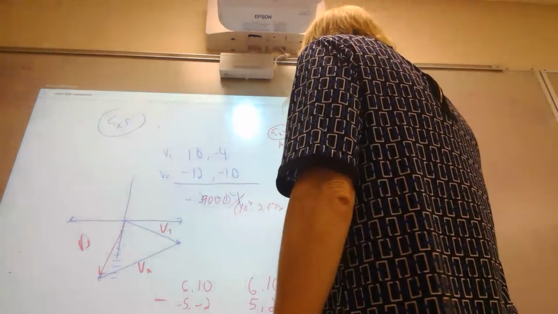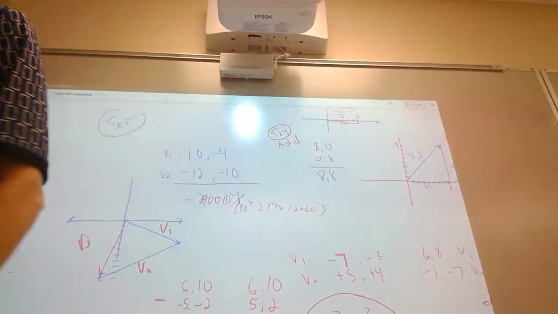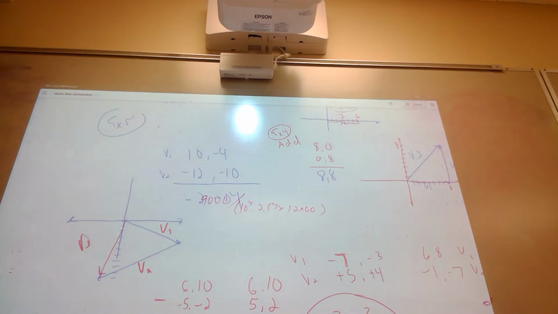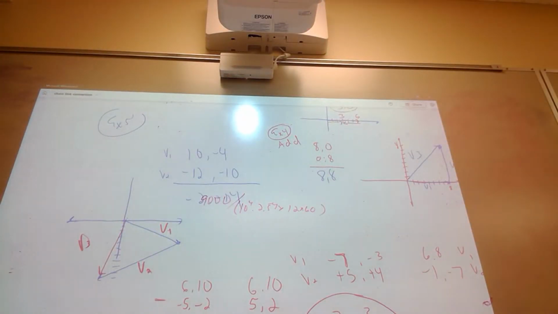So what you have should look like the sum of this, which is -12, -7. Okay, then you connect the beginning of the first to the end of the second. Okay, so you got that. Okay, so then what you have is this. That's the sum.